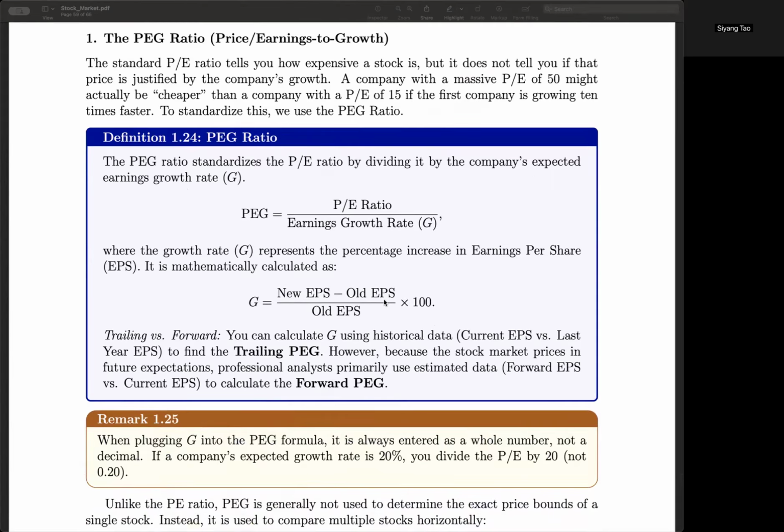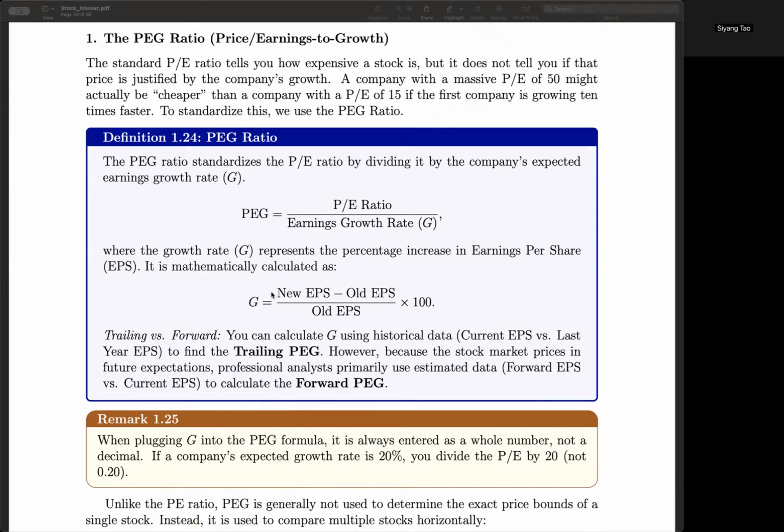To level the playing field, we calculate the PEG ratio by dividing the PE ratio by the company's expected earnings growth rate, which we call G. Look at the definition box in your notes. G is simply the percentage increase in earnings. We find it by taking the new EPS minus the old EPS and dividing that by the old EPS.